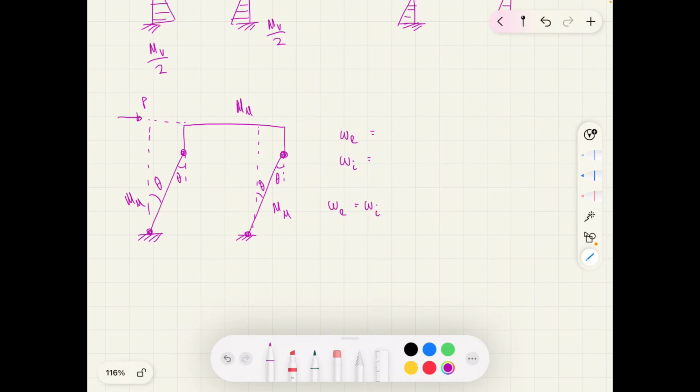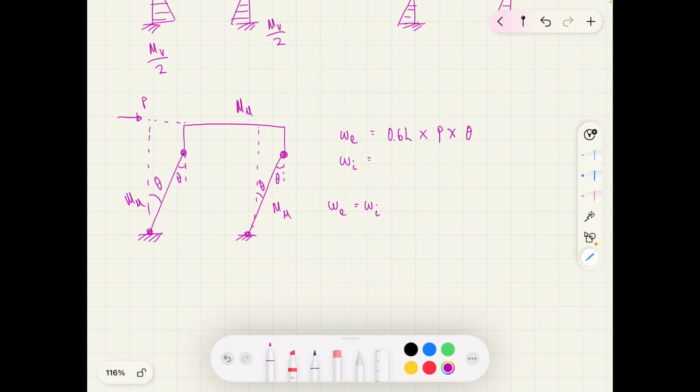The external workload in this case is going to be the distance 0.6L, this one here, if you remember from the beginning of the video, and P the load and theta the rotation.